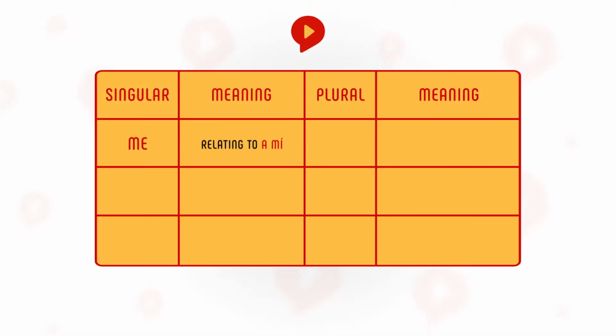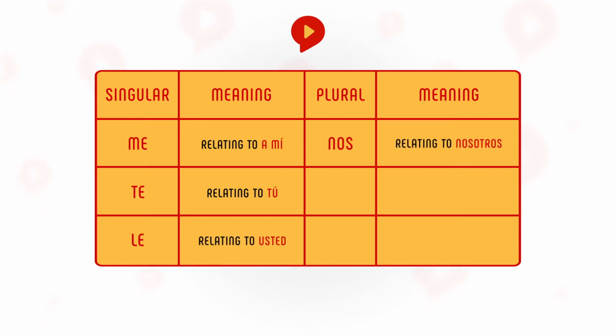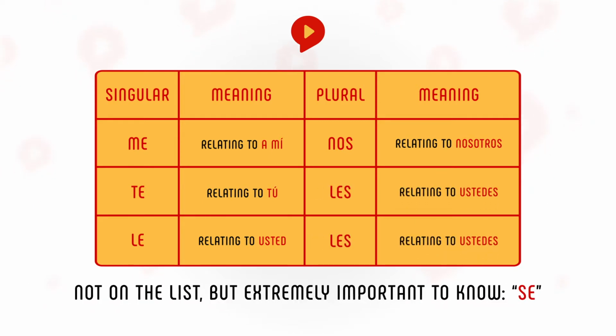So the indirect object pronouns in Spanish are as follows. Me, te, le, nos, les. Not on the list, but super important is se. Se. For now, just remember that it's really important and we will learn about it en la segunda parte del video, in the second part of the video.